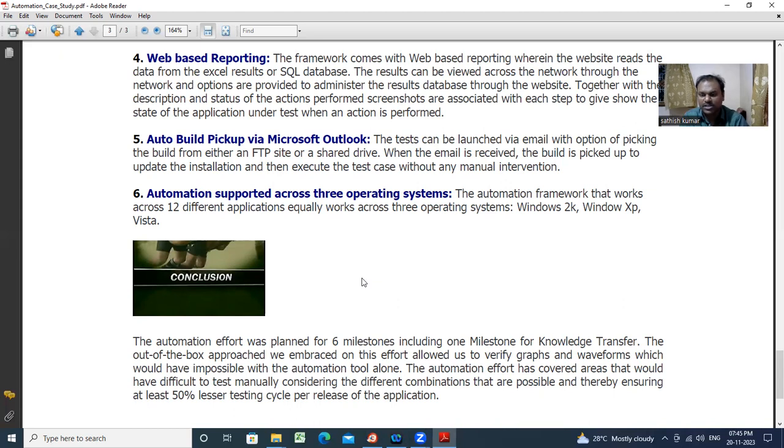Therefore, automation covers areas that would be difficult to test manually, considering the different combinations that are possible, thereby ensuring at least 50% fewer test cycles per release of the applications. So that's all about automation testing.